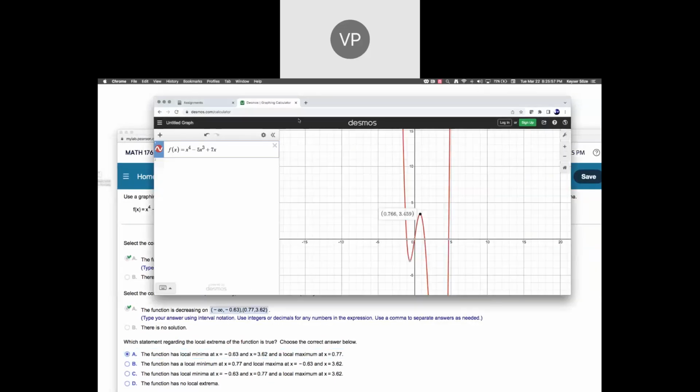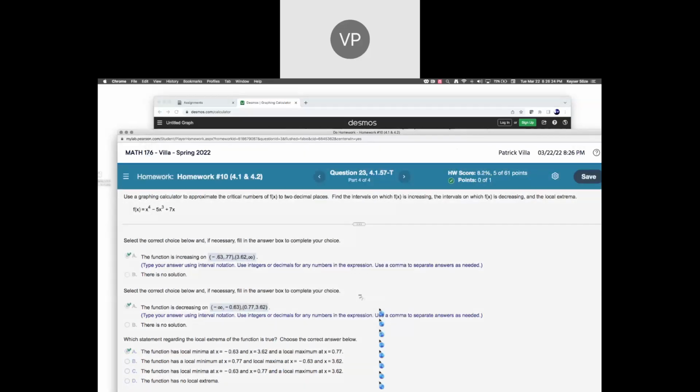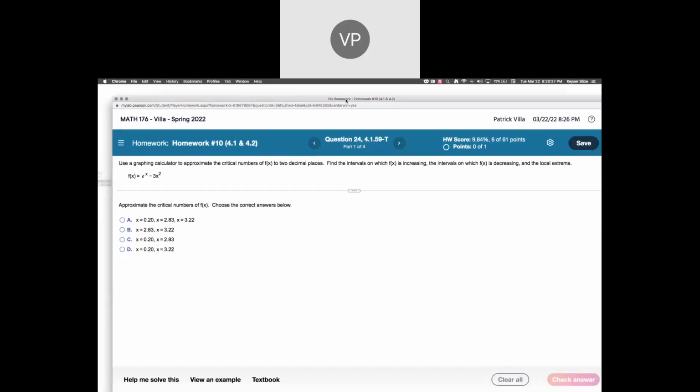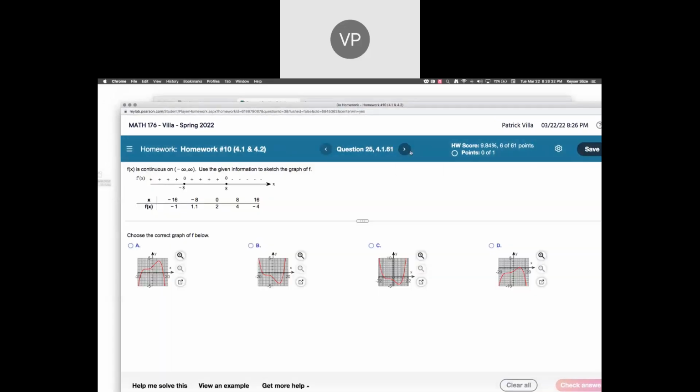Okay, but before I submit it, I still want to look at the other ones. Local minimum at 0.77. Well, we already have this highlighted. 0.77 is a max, so that's out. B is not good. D is not good already because we have the local extrema. There are 3 of them. And the third choice, local minimum at negative 0.63, that's good. 0.77, nope, because that's a maximum. So they just switch these two. A looks like it's going to be our choice. And we're good there. Okay? So that's it on that one. Like I said, use Desmos or any kind of graphing tool that will definitely help you out here.